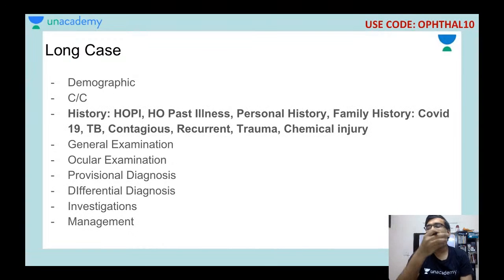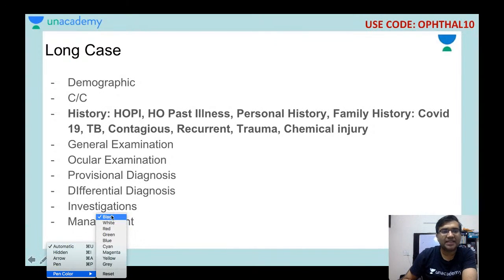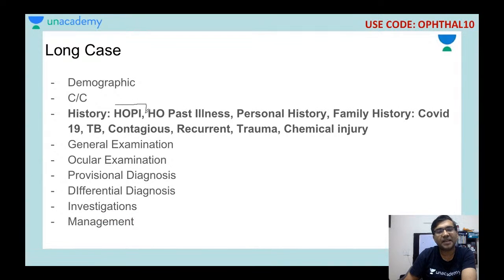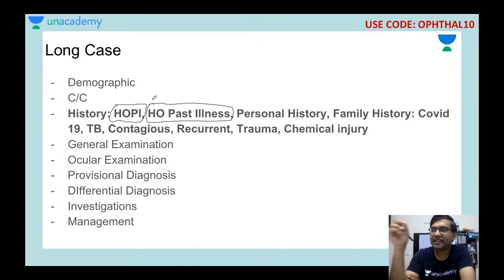So in the history, what are the points that you have to see? You have to basically ask the history of present illness, and you also have to ask the history of past illness. You have to ask whether this has happened earlier also. If the patient says that he is having recurrent redness of the eye, what can be your differential diagnosis?